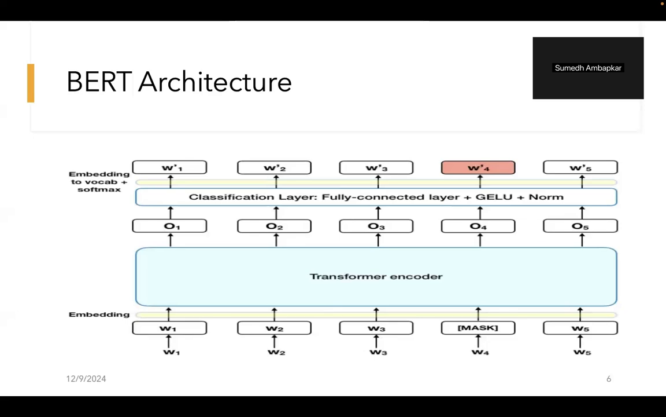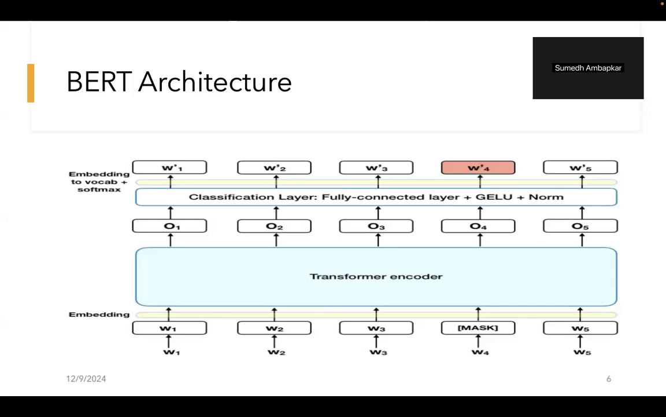Then the numbers are given to a transformer encoder. I'll go into this particular architecture in detail on my next slide. The output of this transformer encoder is given to a softmax layer. The softmax layer is again a neural network layer, responsible for assigning or identifying the probability of the words, which is the outcome of this BERT architecture.